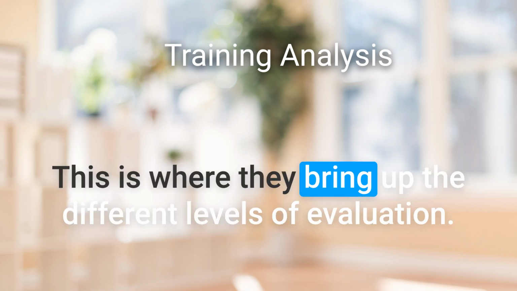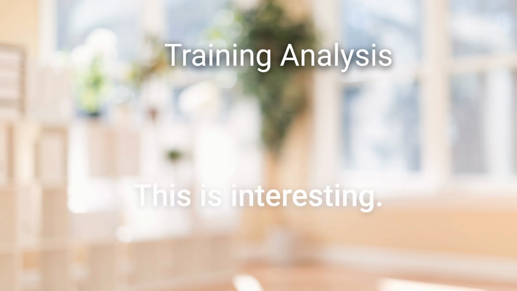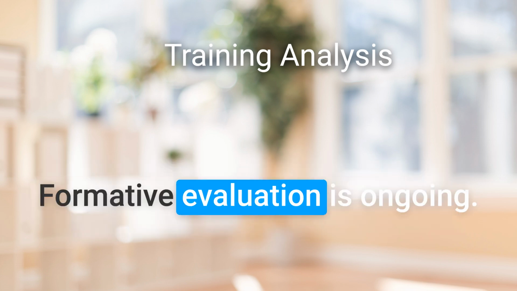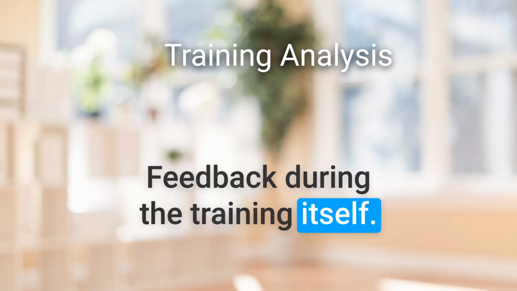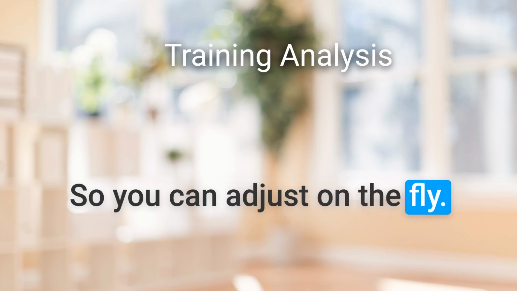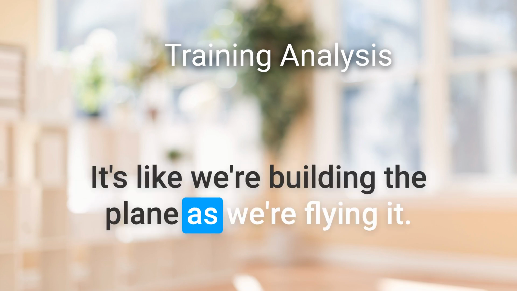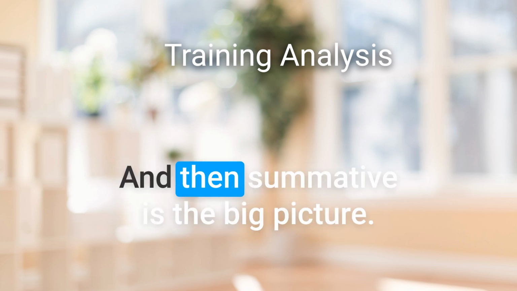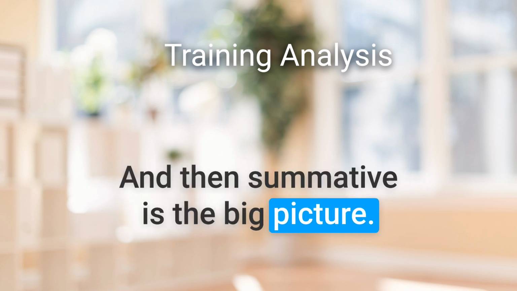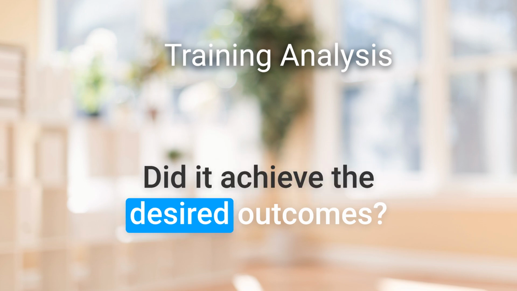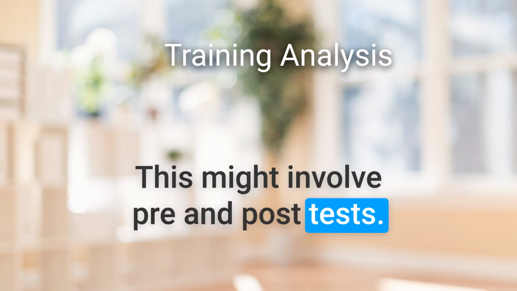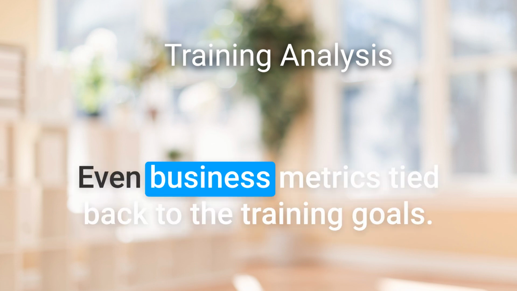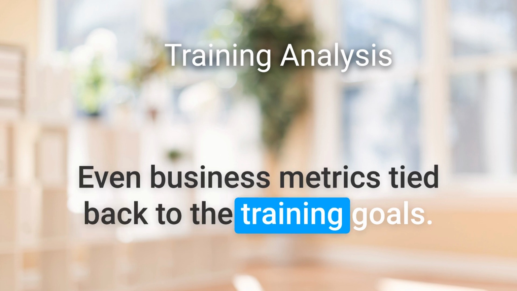This is where they bring up the different levels of evaluation. Formative evaluation is ongoing feedback during the training itself, so you can adjust on the fly. Like we're building the plane as we're flying it. And then summative is the big picture: did it achieve the desired outcomes? This might involve pre- and post-tests, performance reviews, even business metrics tied back to the training goals.